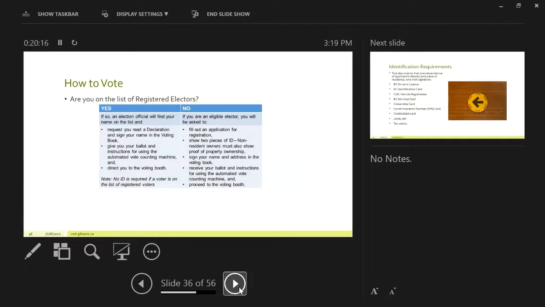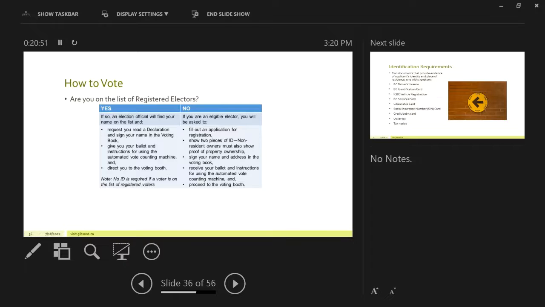How to vote. If you're on the registered voters list, we use the provincial voters list. If you're on that, then we'll be able to find you and request that you sign the voting book, give you your ballot and instructions for the automated vote count, and direct you to the voting booth. No ID, this is important. No ID is required if the voter is on the list of registered voters.